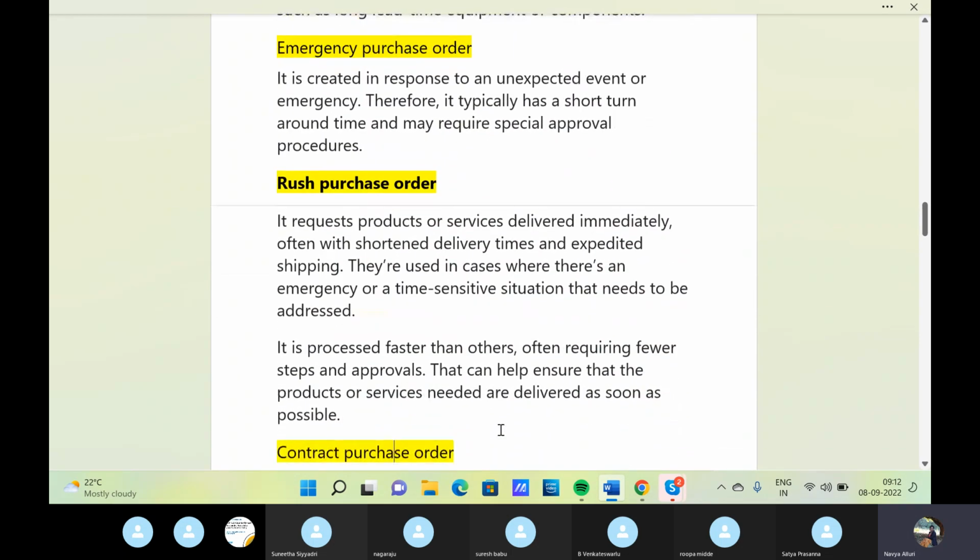Rush purchase order: in this purchase order, sometimes we need emergency delivery of the product. So at that time the buyer will deliver the product, and the company will issue a rush purchase order.